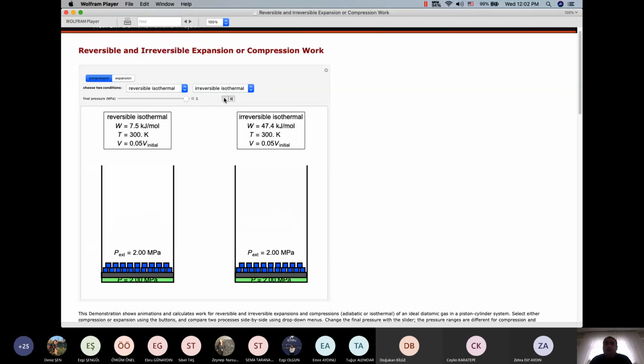compresses to a final pressure of 2 megapascals in both cases. So the final volumes are the same. The temperature is already constant because this is an isothermal event, but the work done on the system changed drastically, right? For the irreversible process, I had to put in 47.4 kilojoule, whereas for the reversible process, I put in only 7.5 kilojoule. Okay, so this is how reversible and irreversible processes change.